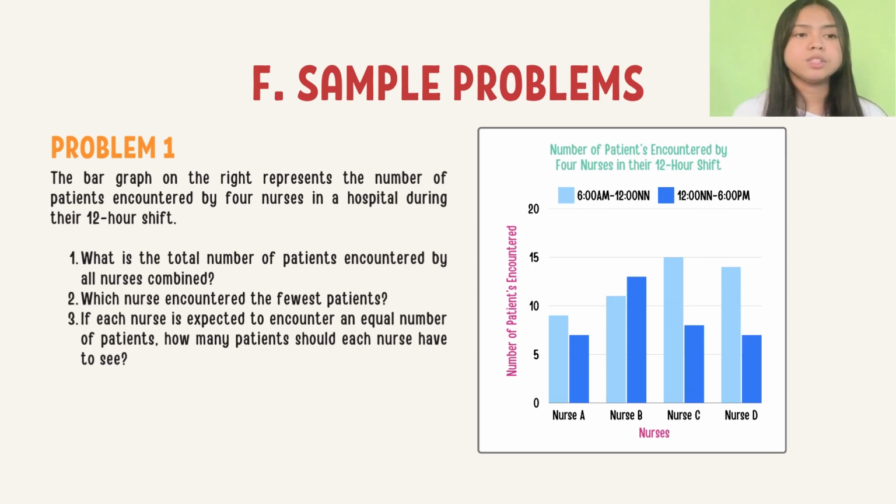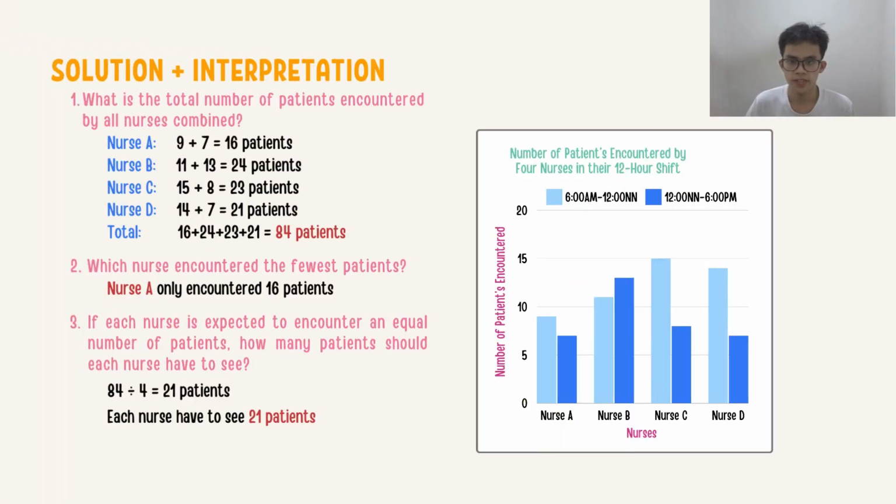shift. So the first question for this problem is, what is the total number of patients encountered by all the nurses combined? Second, which nurse encountered the fewest number of patients? Third, if each nurse is expected to encounter an equal number of patients, how many patients should each nurse have to see? To answer question 1, we first have to identify the individual patients encountered by each nurse.